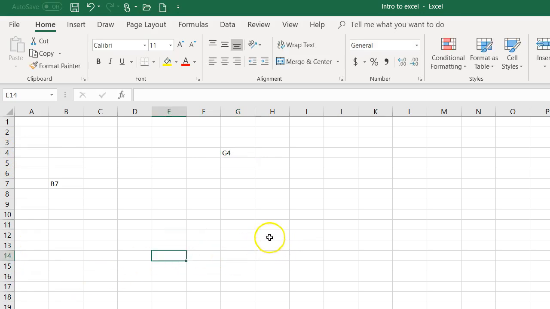So once again, to name a cell, which is the intersection of rows, which go side to side, and columns, which go up and down, is the letter that's on top of the columns and the number that's on the side of the row. Wherever they intersect, that is the name of the cell. So where I've stopped here, this cell name is E14. And this is a basic introduction to naming cells on a spreadsheet.